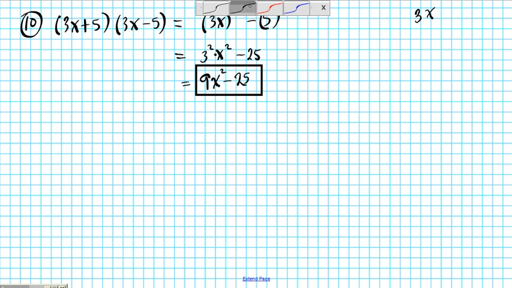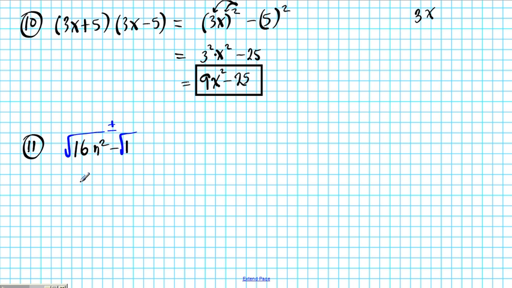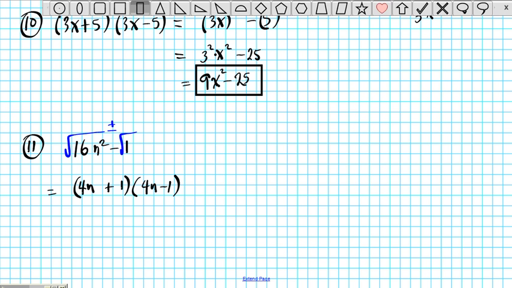Alright, moving along to question number 11. We have 16n squared minus 1. So for this one, it's an expanded form, so we have to factor. To factor this, since this is a square and that is a square, we're going to root the first term and root the last term. We're going to add and subtract the square roots, okay? So what's the square root of 16n squared? It's 4n. Plus the square root of 1, which is 1, times 4n, the difference, minus 1. And this is your factored form, okay?